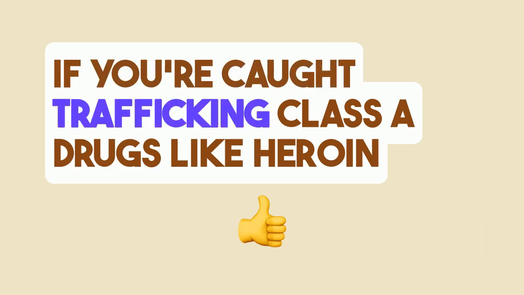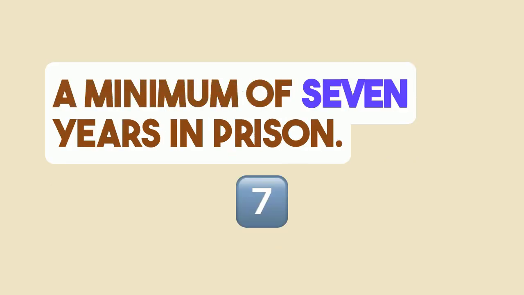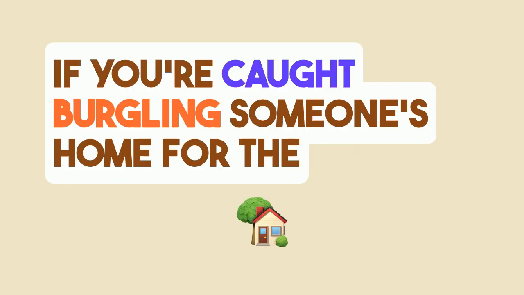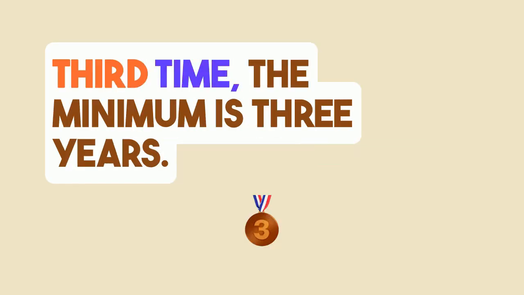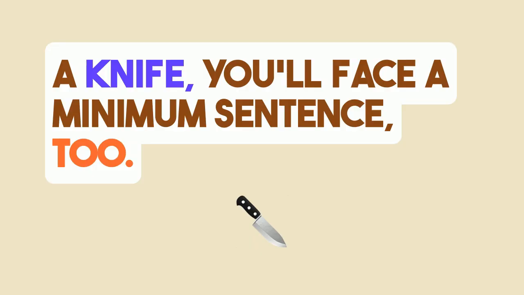If you're caught trafficking Class A drugs, like heroin or cocaine, for the third time, you're looking at a minimum of 7 years in prison. If you're caught burgling someone's home for the third time, the minimum is 3 years. And if you're repeatedly caught with a weapon, like a knife, you'll face a minimum sentence too.